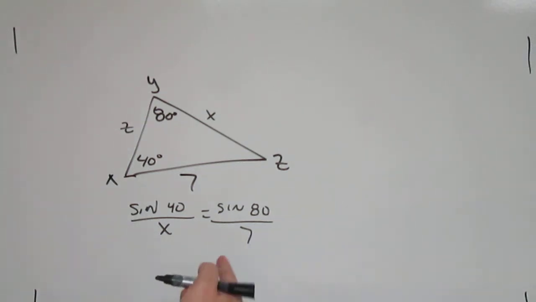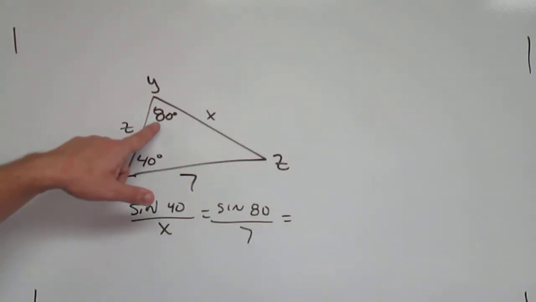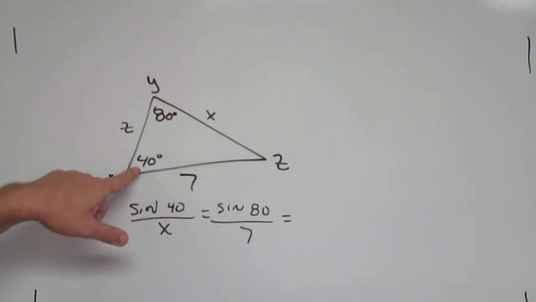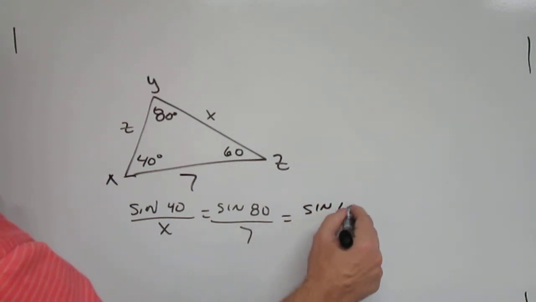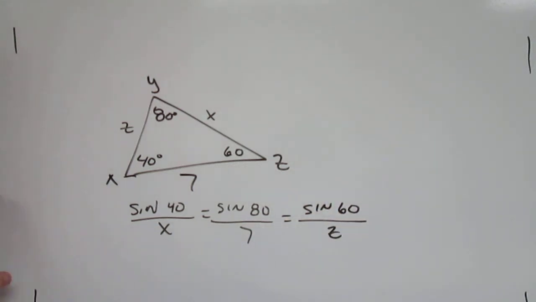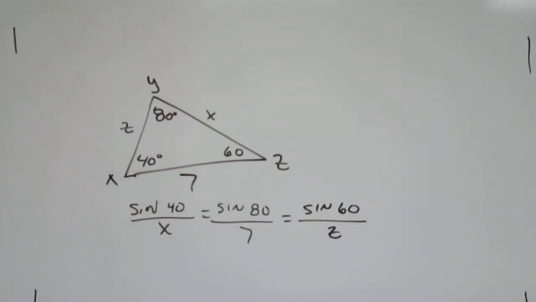I could figure out z by saying the sine of 80 over 7 is equal to, well now I have to calculate: 80 plus 40 is 120, so this must be 60 degrees. So I could say the sine of 60 over z. And so I could, again, cross multiply and divide to figure out what z is. I'm going to leave that exercise to you guys. So anytime we have two angles and one side, it's easy because we can figure out the third angle just by doing some subtraction from 180.